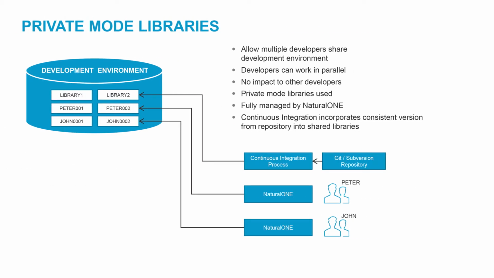Private mode libraries is one of NaturalONE's features. It allows multiple developers to share the same development environment with its setup and ecosystem. Developers can work in parallel without impacting each other. Private mode libraries contain only the modifications a single developer has made.